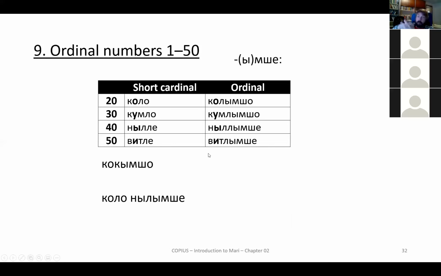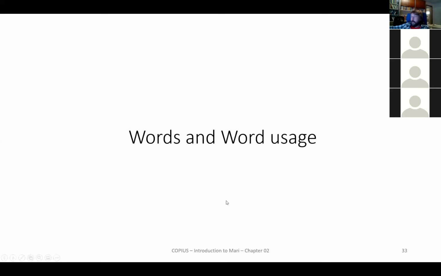Okay, and an orthographic convention that you should know. So if we have like kokumsho the 2nd or kolo nilimshe the 24th, in writing, the Mari will often write this as a 2-sho, 24-she. So this is the short form of it, like the English th, rd, and whatnot. But just like in English, you have to know what the appropriate ending is, so that you write first as 1st and not 1rd or something like that. You have to know what the vowel harmonic ending of a number is to write it in the short form like this. Okay.